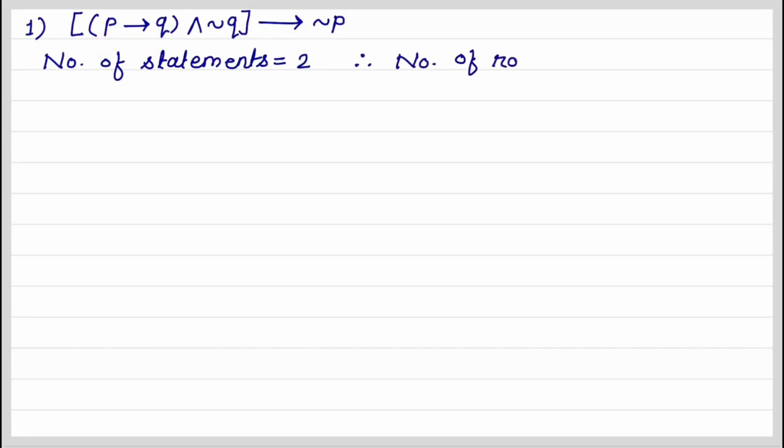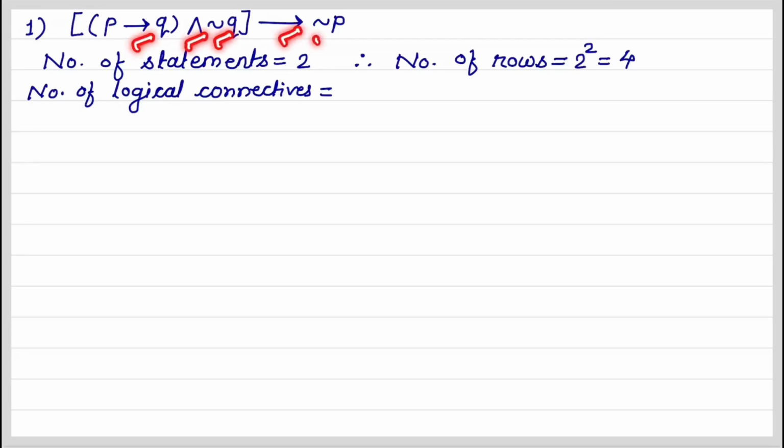First one, P implies Q and negation of Q implies negation of P. Here how many statements? See, 1, 2, 2 statements. That means number of rows is equal to 2 raised to 2 is equal to 4. And how many logical connectives are there in the statement pattern? Count it. 1, 2, 3, 4, 5. 5 logical connectives are there. Therefore, number of columns is equal to 2 plus 5 is equal to 7.